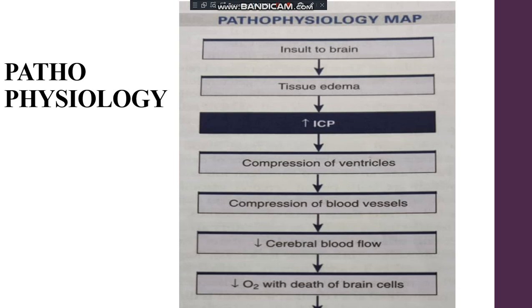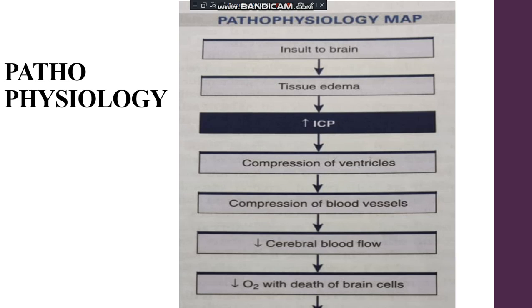Eventually, what will happen with this edema? Increase in intracranial pressure. Due to any kind of brain injury, there will be tissue edema, and this tissue edema will result in an increase in ICP, that is increased intracranial pressure. When the pressure increases, the ventricles will be compressed. That is compression of ventricles. Ventricles get compressed because everything within this enclosed skull is getting compressed due to the increasing pressure.